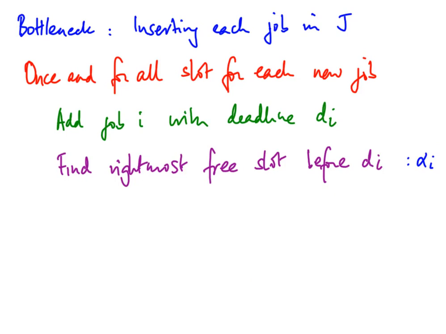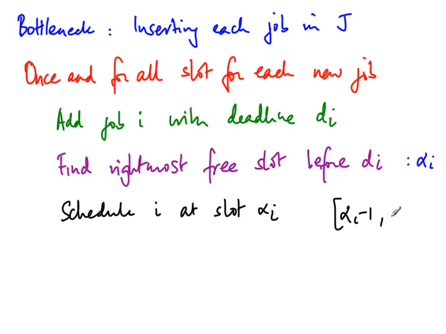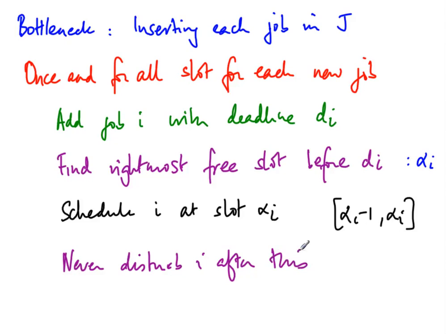And so now what we would like to do is schedule i at slot alpha i. By slot alpha i, we mean the time slot alpha i minus 1 to alpha i. Remember, each job takes one time slot. So this time slot is where we're going to put it. Now this is the rightmost slot which is free to the left of the deadline, and so we cannot possibly move this right. So we never disturb i after this. We'll just leave it here. So when it comes in, it gets scheduled as late as possible given the current constraints.